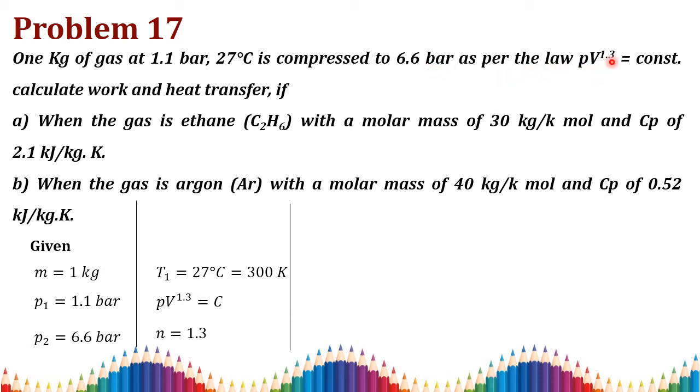As per the law, PV^1.3 equals constant. So we know that PV^n is equal to constant, so it follows the polytropic process. And calculate work and heat transfer for the two cases A and B.